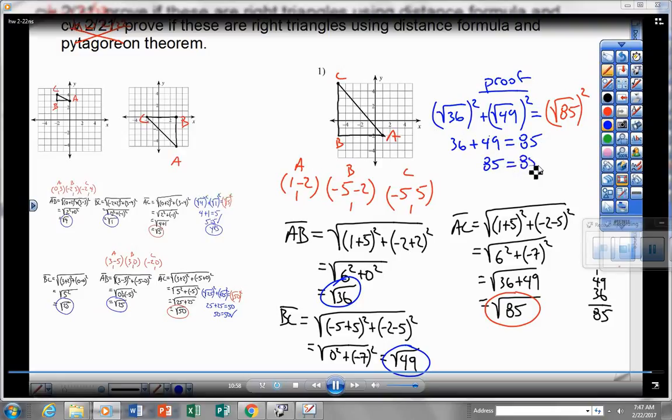Yes, make sure you write yes. That is a true statement. And I'm going to go down here and finish this up by writing yes. That is a true statement. Yes, that is a right triangle.